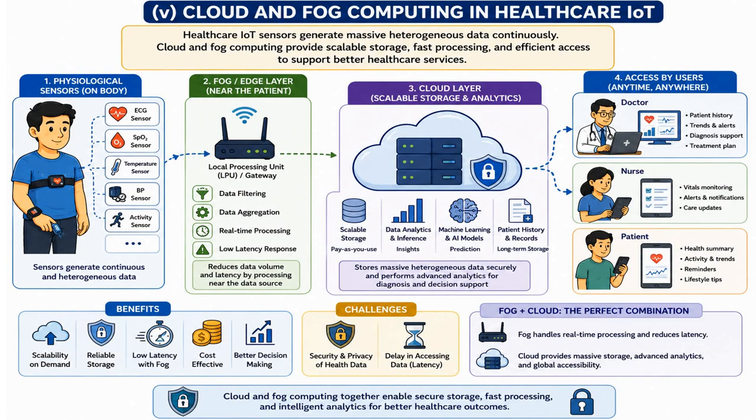Now, functions such as data filtering, aggregation and real-time processing are performed at this layer. Because processing occurs near the data source, fog computing reduces the communication delays, that is the latency, and it will provide faster responses during emergencies. Now, after the preliminary processing, the data is transmitted to the cloud layer.